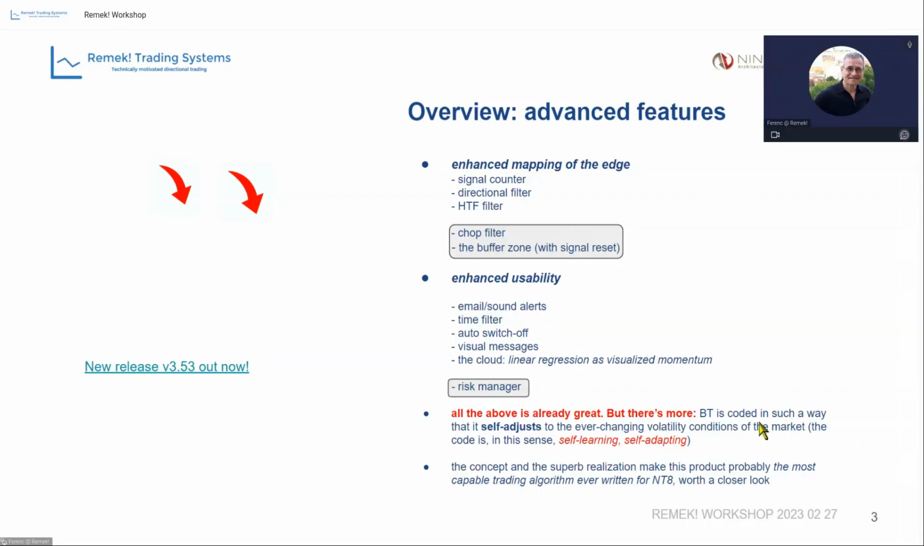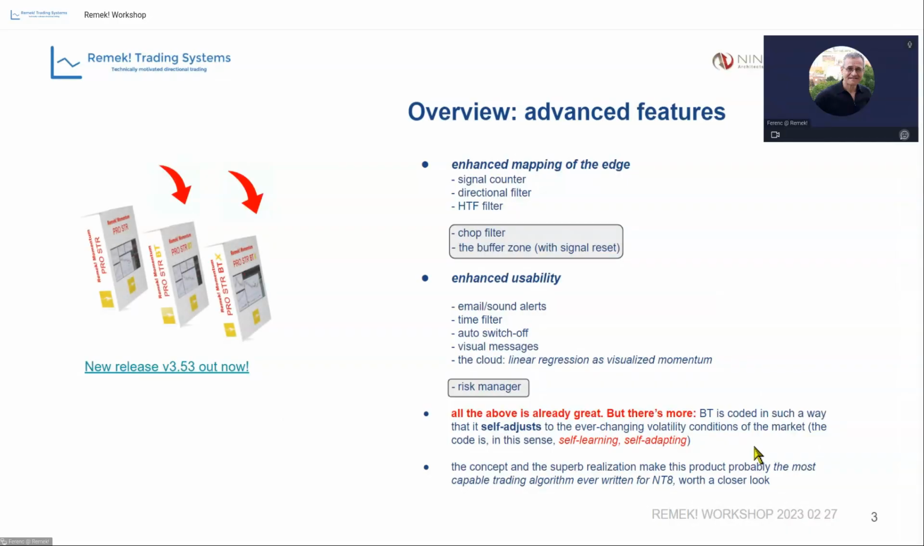The result is that BT is programmed in such a way that it self-adjusts to the changing volatility of the market. In this sense, at least, BT is self-learning and self-adapting. It will change as new candles come in. So it is soft-coded as opposed to hard-coded. And therefore, it will not collapse on you. So this is just the architectural foundation of the software code. And we're pretty proud of this, and this is what makes BT unique.